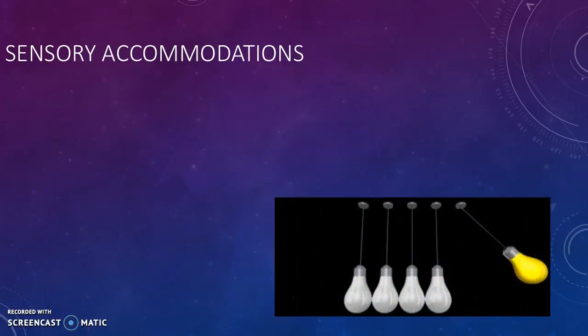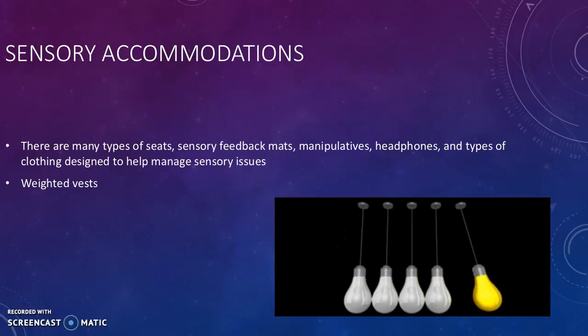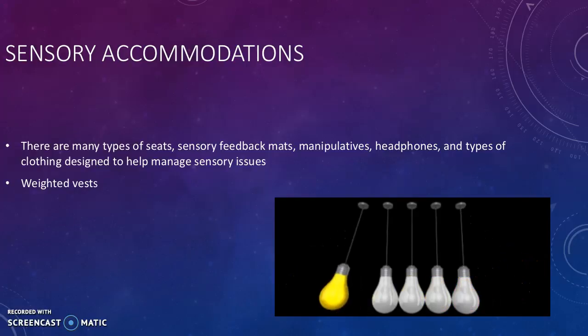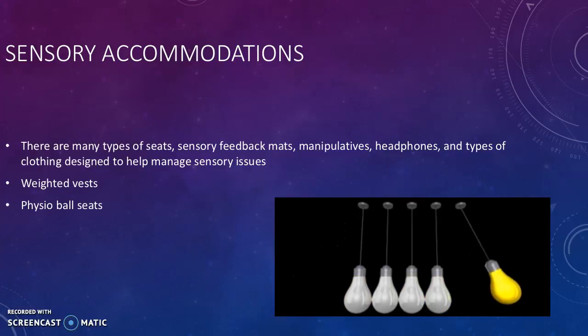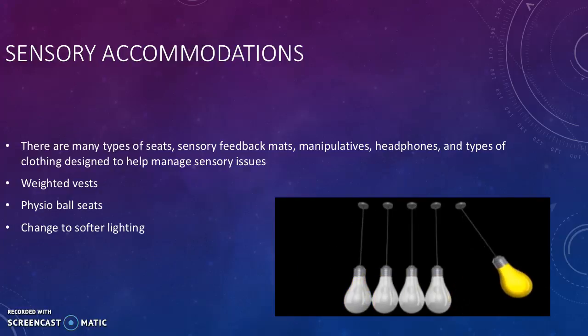Sensory accommodations. There are many different types of seats, like the physio ball seats or padded seats or different things like that. Sensory feedbacks, mats, manipulatives, headphones, and other types of clothing designed to help manage sensory issues, such as a weighted vest, or physio ball seat, or change to softer lighting in the classroom.